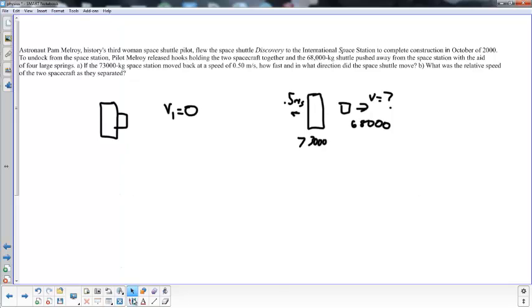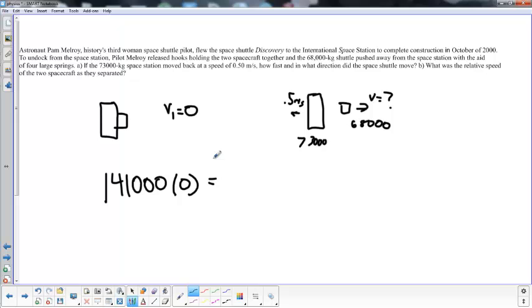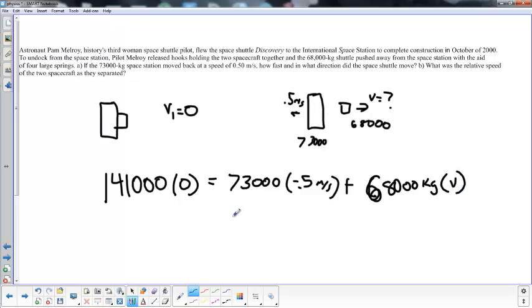141,000. Let's get my pen going again. 141,000 kilograms, and that's just 73,000 plus 68,000 times the velocity is 0. And that's going to have to equal the total momentum prime, the momentum after we get through this. So 73,000 kilograms times the new velocity, which is negative 0.5 meters per second. And it's negative because it's going backwards. Plus the velocity of the space shuttle, which we don't know, times the mass of the space shuttle, which we do know. So that's 68,000 kilograms times v. And now, big question here, what's this times 0?